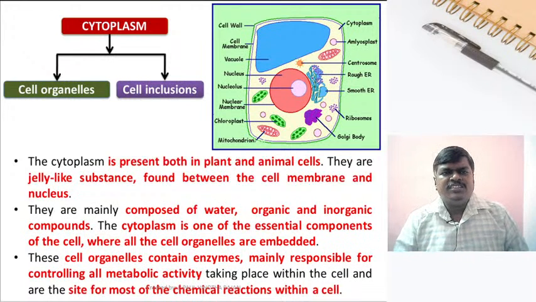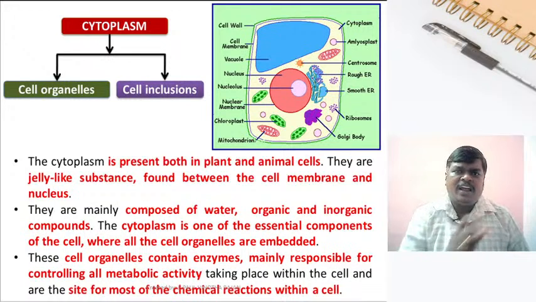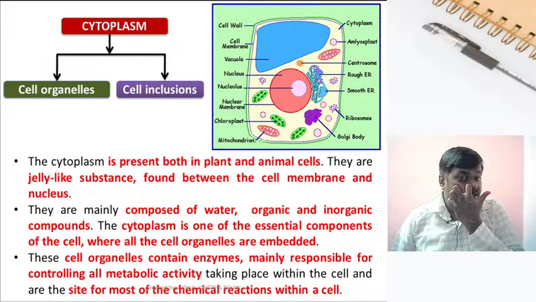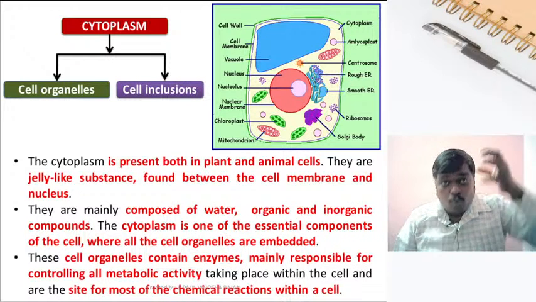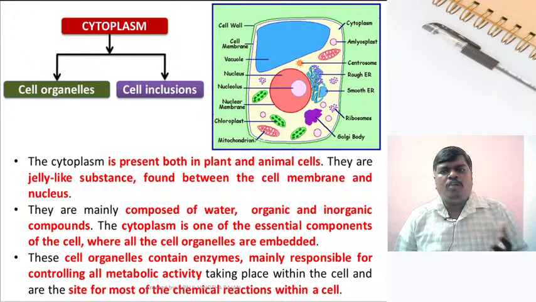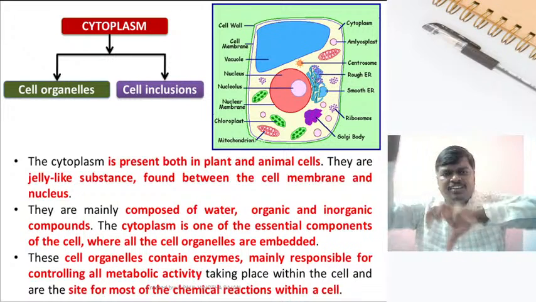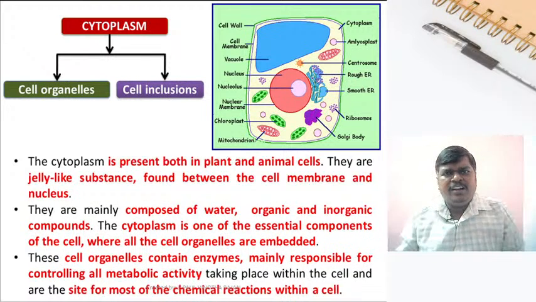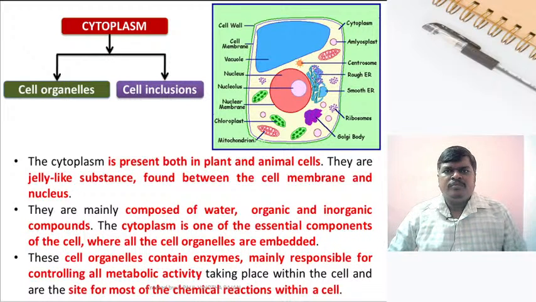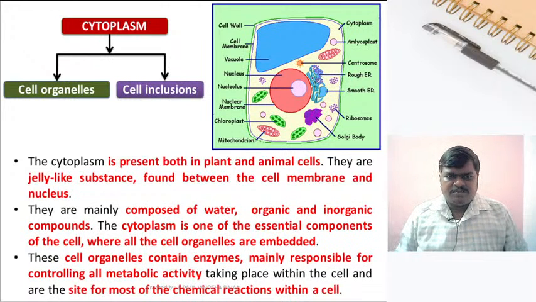This cytoplasm is a jelly-like substance which is present between the cell membrane and the nucleus. It is jelly-like because it mainly contains water. Apart from that, it contains organic and inorganic components. All the cell organelles are suspended in the cytoplasm. Similarly, the nucleus is also present in the cytoplasm. Our nucleus is embedded in the cytoplasm.